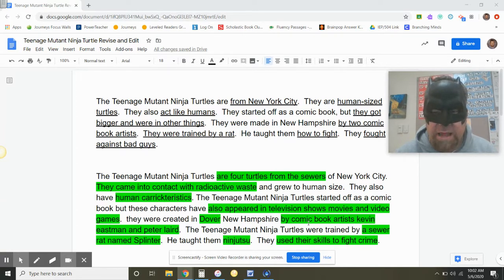Last but not least, they fought against bad guys. The underlined part, fought against bad guys. Okay. Why? How? I made it a little more interesting using my vocabulary. As you can see, the last section that is highlighted down below, they use their skills to fight crime. All right. So they're using their skills to fight crime, not necessarily just specifically, hey, let's go fight some bad guys, but they want to prevent crime, right? Using the skills of ninjutsu. I don't know how to pronounce that. I'm going to stop trying now.